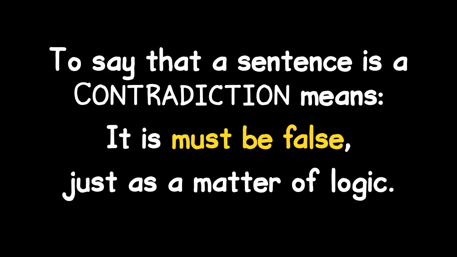All right. So consider this sentence. Some monkeys are not monkeys. This seems like the opposite of a tautology. And it has to be false. It has to be false just as a matter of logic. We'll call sentences like this a contradiction. To say that a sentence is a contradiction means that it must be false, just as a matter of logic.